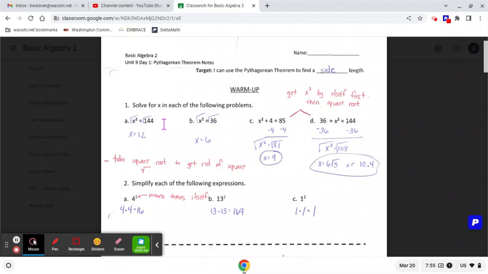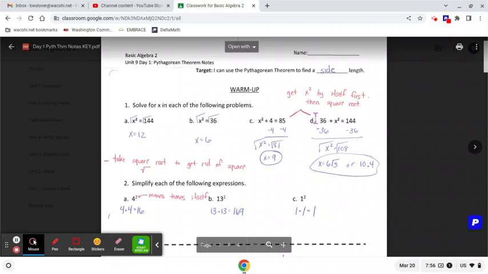Now, yes, you technically do get a positive and a negative because 12 times 12 is 144, and negative 12 times negative 12 is also 144. However, we're going to focus just on the positives because we are dealing with side lengths of a triangle. You can't have a negative side length of a triangle, so that's why I've only listed the positives. But realize that, yes, there are technically two answers, but for purposes of what we're focusing on today, which is side lengths of a triangle, we're going to list one of them.